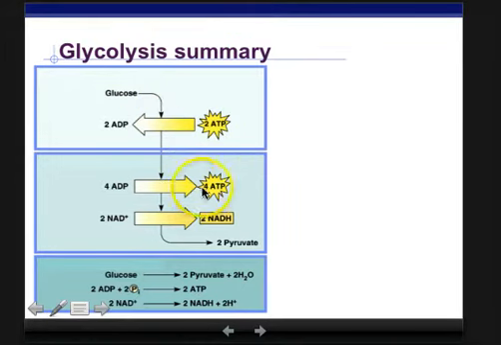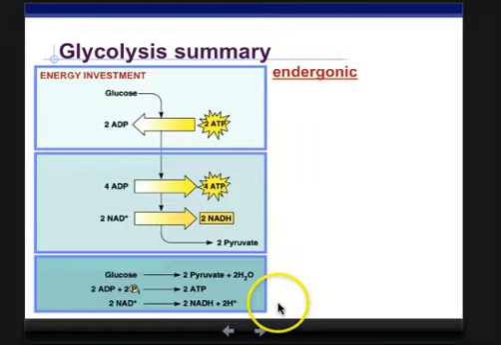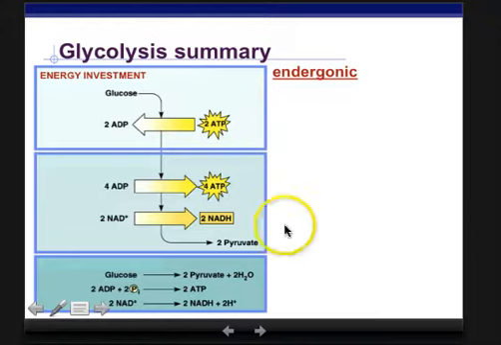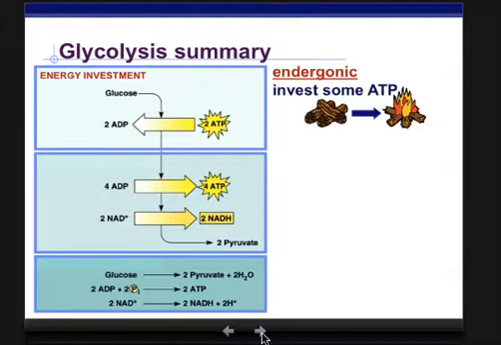Then we're gaining 4 ATP and 2 NADH to end up with 2 pyruvate. Right, so glucose becomes 2 pyruvate and 2 water molecules. Here's our 2 ATP and our 2 NADHs and 2 hydrogen ions. So there's the energy investment phase, which is an endergonic reaction. We're investing some ATP. We're phosphorylating that glucose. Lighting a match there. Okay, so minus 2 ATP.